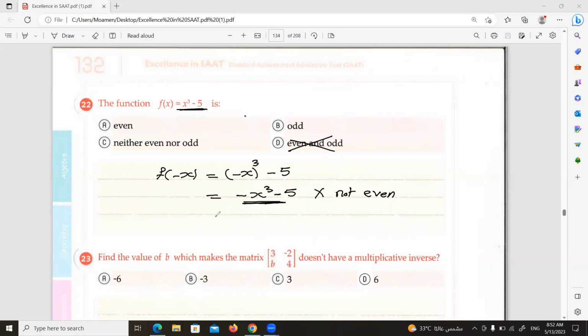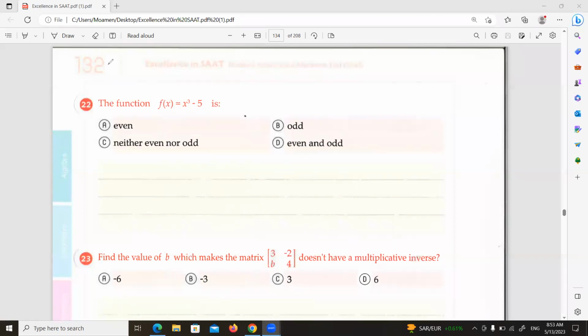If the function is not even, we check for odd. If it's even, okay, but it's not even. How can I check? Take negative as a common factor. I'll take negative outside. It will be x to the power 3, and if you take negative from negative 5, it will be positive 5. Is the expression inside the bracket equal to the original? No. So it's not odd. If it were equal, it would be odd. Since it's not even and not odd, it's neither even nor odd. Letter C.